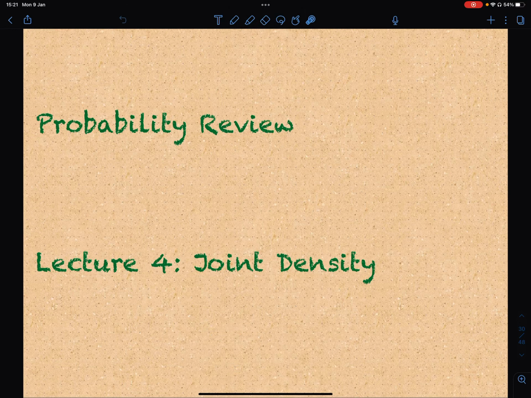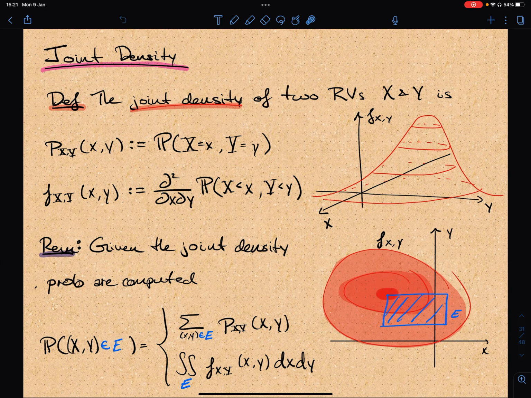All right, welcome. We've made it to lecture 4 on our probability review, and we're going to discuss joint density. So, in this lecture, we're going to talk about a density function or a probability distribution for a pair of random variables x and y.